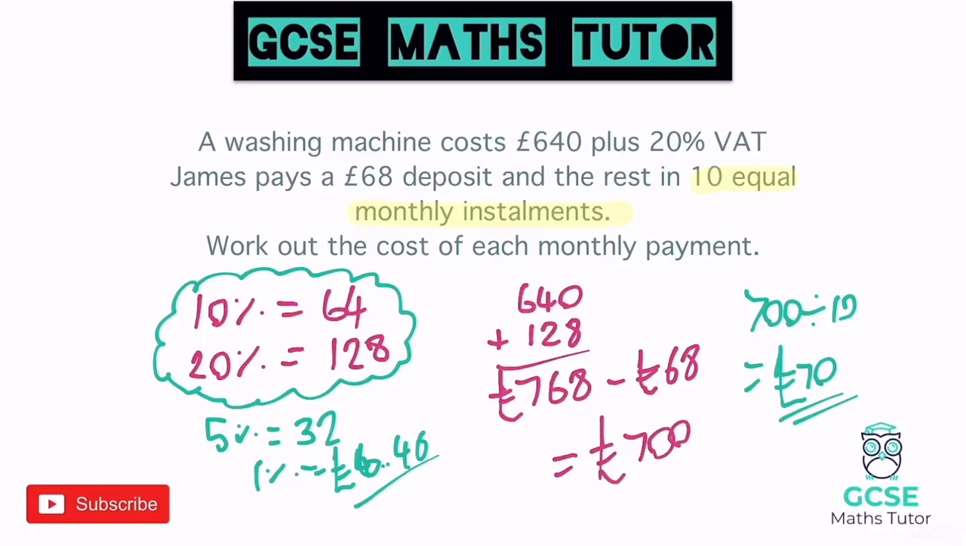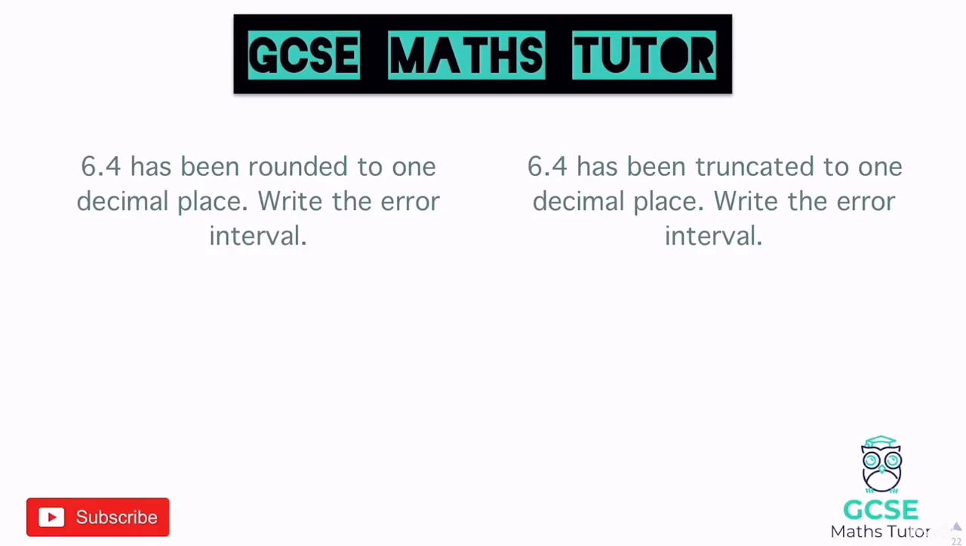Let's have a look at something else. Okay, some error intervals. 6.4 has been rounded to 1 decimal place, and write the error interval. So the error interval, we always tend to put either 6.4 or a letter in the middle, depending on what the question is, and we have our arrows always pointing to the left.